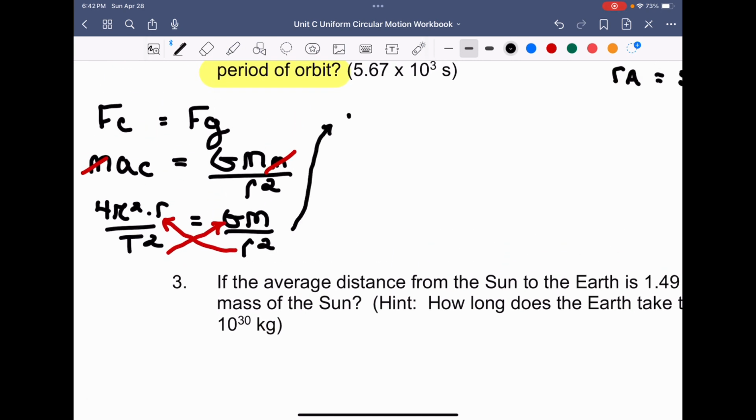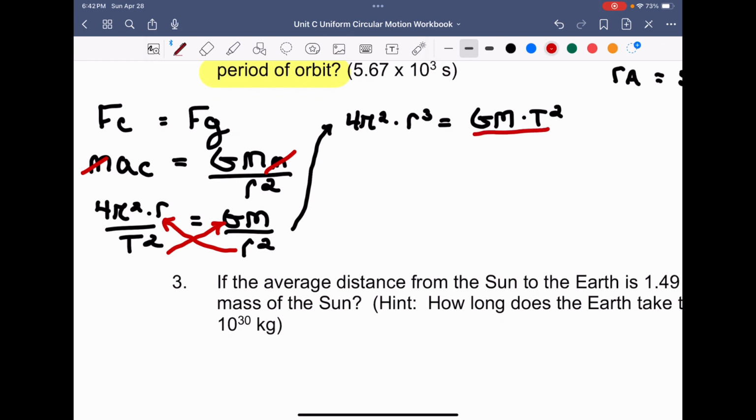Okay, continuing to the next step, we're going to get everything that's in the numerator on the next line. So this is going to be 4 pi squared multiplied by, if you notice, we have r times r squared, that's r cubed. So I'm going to make this r cubed. And then this is going to be equal to, on our other side, t squared times GM, or GM is multiplied by t squared. I guess I should write it like this.